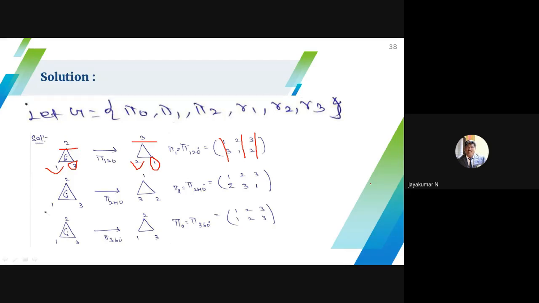So rotating means I use the notation pi. This is my original position 1, 2, 3. If you rotate 240 degree, that is nothing but you can rotate 120 degree again. This is the original position. If you rotate 120 degree, you will get this image. Suppose you want to rotate the original position by 240 degree, you rotate this 120 degree. If you rotate this 120 degree, 1 goes here, 3 goes here, 2 goes here. That is 1, 3, 2. Now you can easily map it: 1 map onto 2, 2 map onto 3, 3 map onto 1.